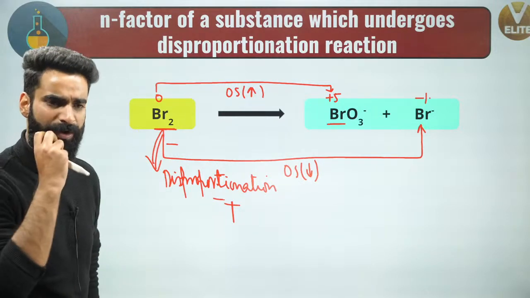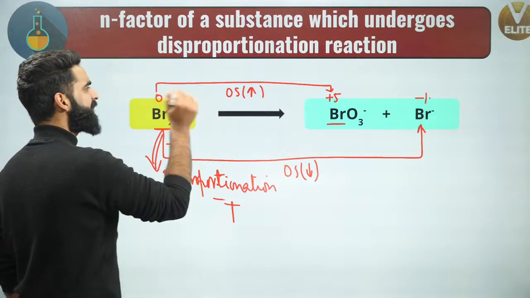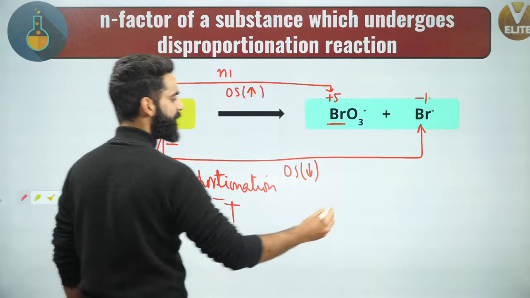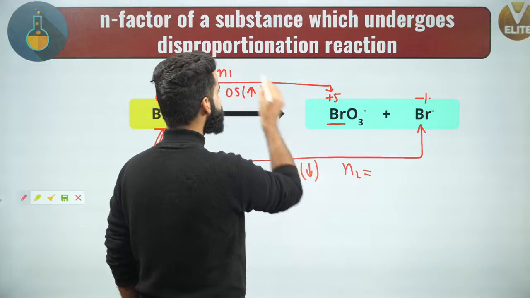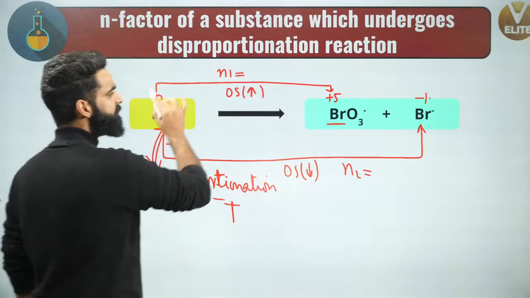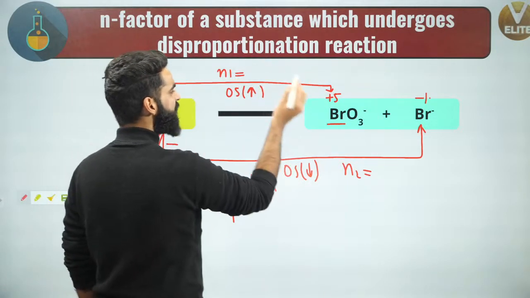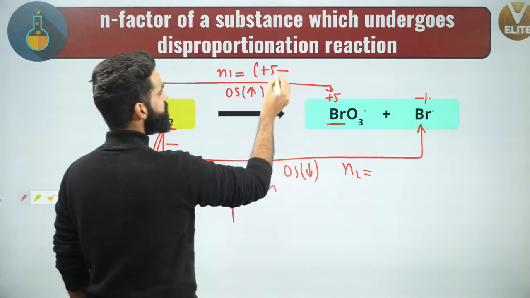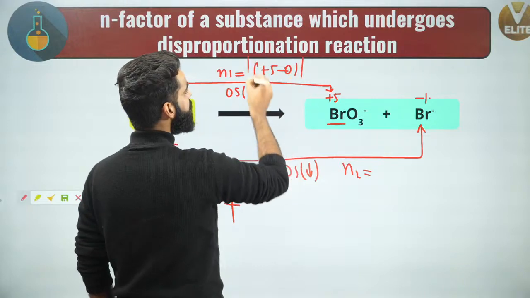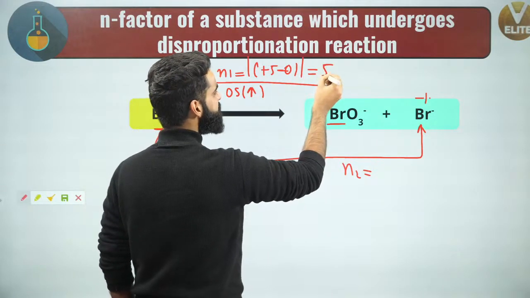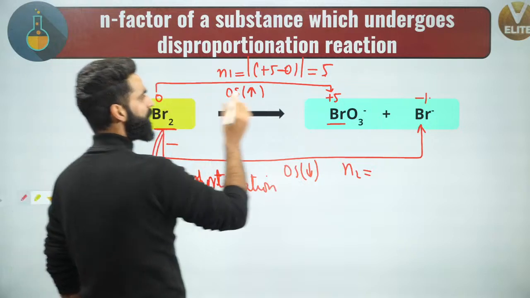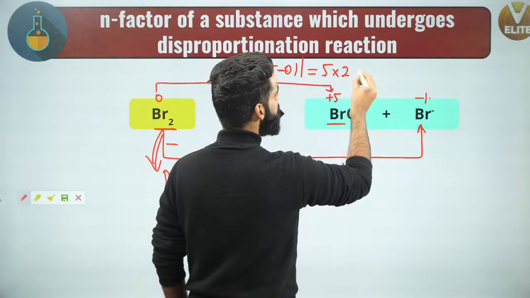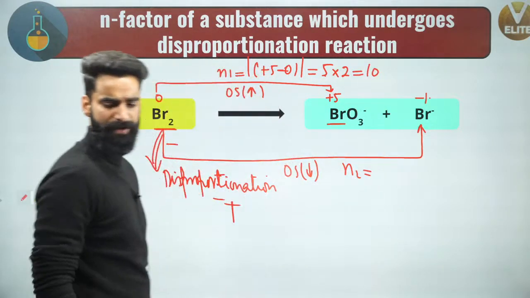Now what I'll be doing is calculating the value of N1 and the value of N2. Let's get to know N1 and N2 first. From 0 to +5, what is the change? Change is final oxidation state minus initial oxidation state. Just take the mod of it and you'll get the value 5. But 5 is the change in oxidation state for 1 bromine, and I have 2 bromine, so I'm going to multiply it by 2. So the N1 value I got is 10.